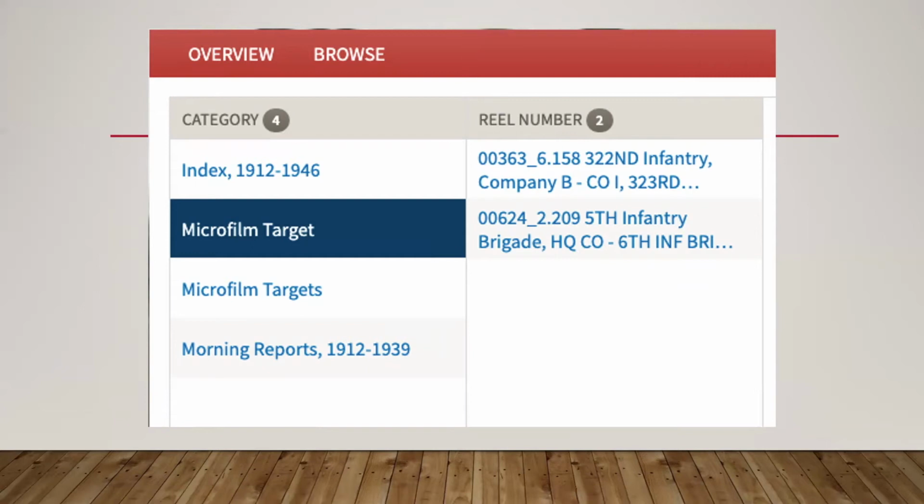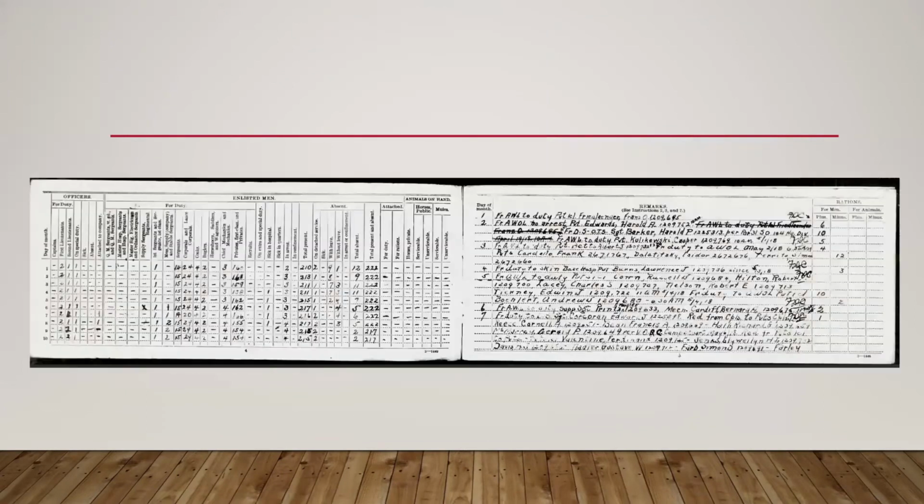So once you do get to a morning report, what do you see? Well, there is sort of like a target or a header, an initial piece. This is a company in the 107th Infantry in May 1918. And these morning reports have basically three parts. On the left-hand side, there's a summary of folk. The most left-hand column is the day of the month.